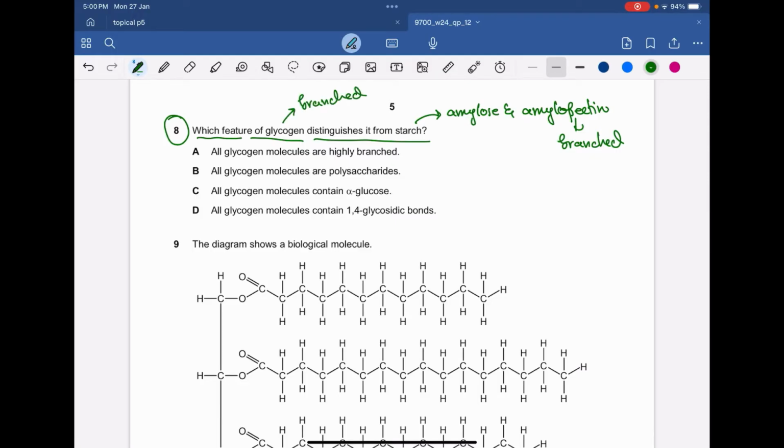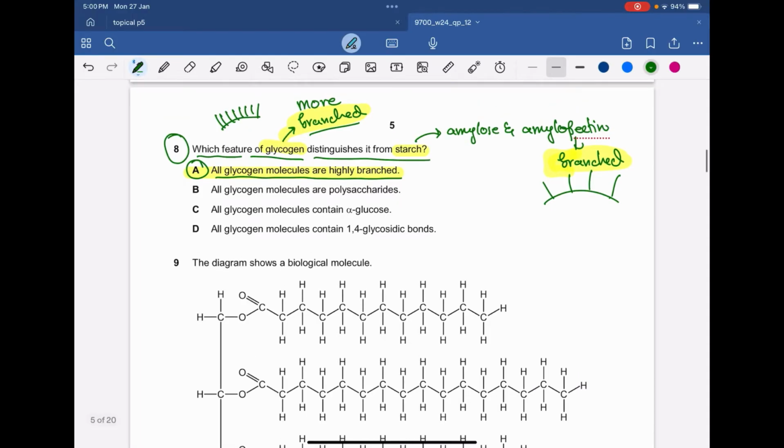But the basic difference between the glycogen and the starch molecule is that amylopectin is less branched and glycogen is more branched. So the answer over here would be option A, that all glycogen molecules are highly branched. The glycogen molecules are more branched than the starch molecules. Glycogen would have more branches, and the amylopectin molecule in the starch would have fewer branches.